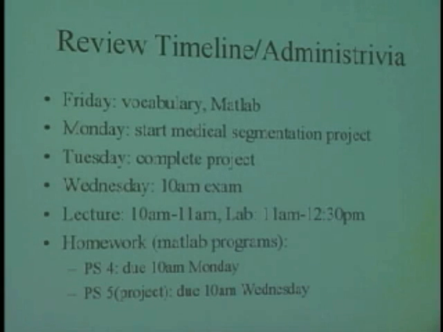Just to note, the recitation is going to be right after the lecture ending. There's going to be no 1 o'clock or 2 o'clock section.